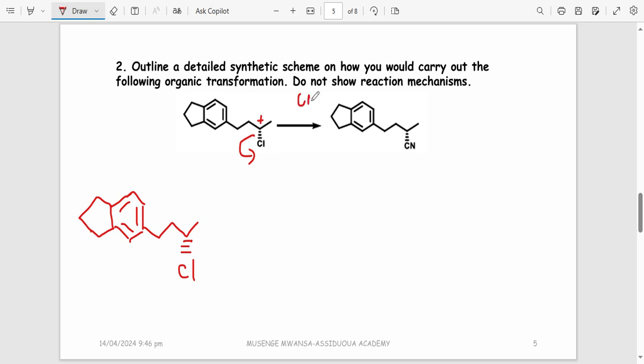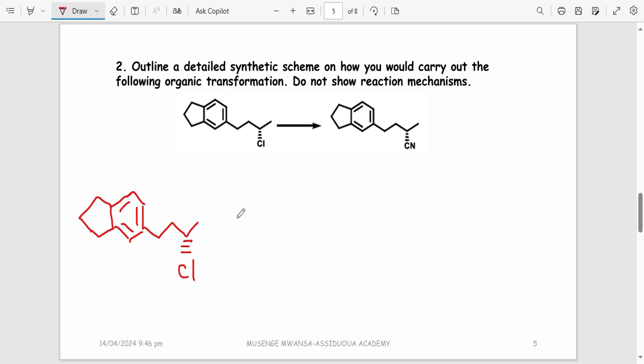Now the cyanide has got a choice to either come to attack from the back or from the front. So you are going to have two products where cyanide is on a dash or on a wedge, but we are only picking the one which is on a wedge. But there is also some reversal of configuration. It's just that the product is a mixture of enantiomers.